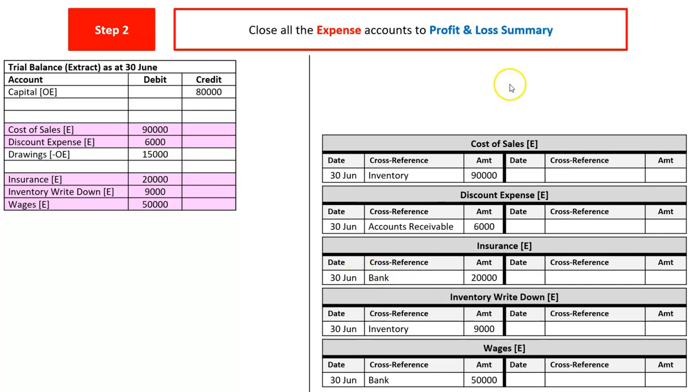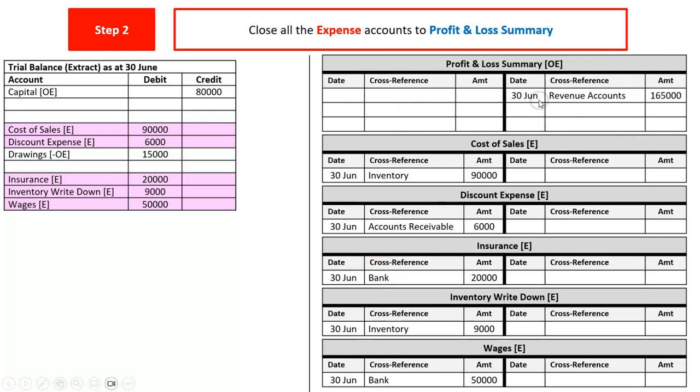And where I'll close these to is my account that exists for one day, called my profit and loss summary account. And you can see at the moment, the revenues have shown up on the credit side. And that makes sense, because revenues increase owner's equity, and profit and loss summary is an owner's equity account. So therefore, they've shown up on the credit side here.